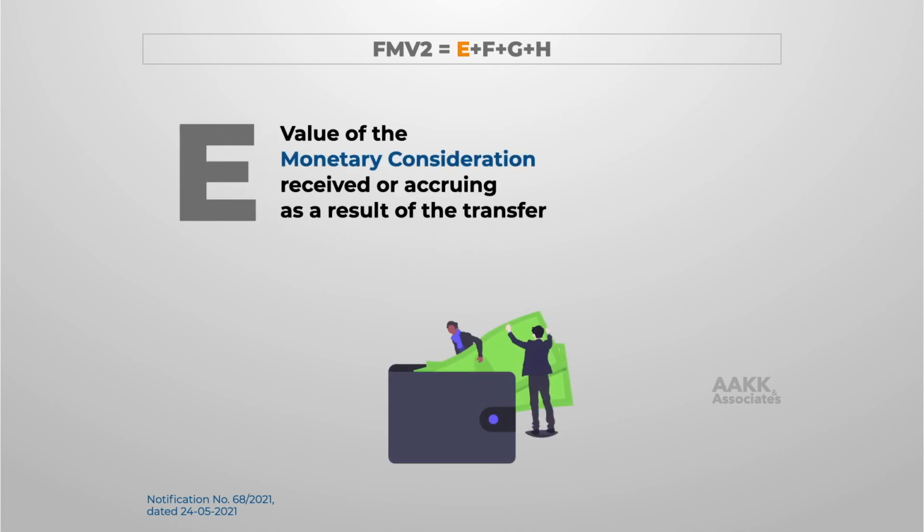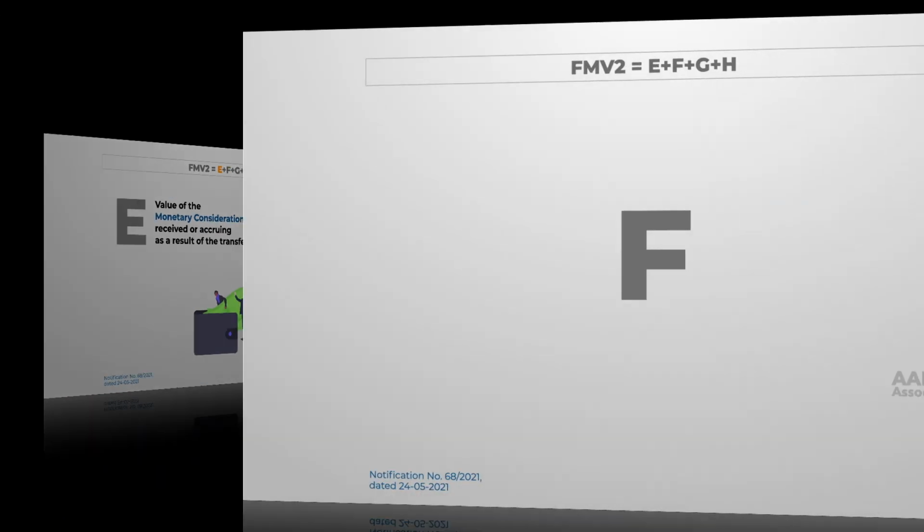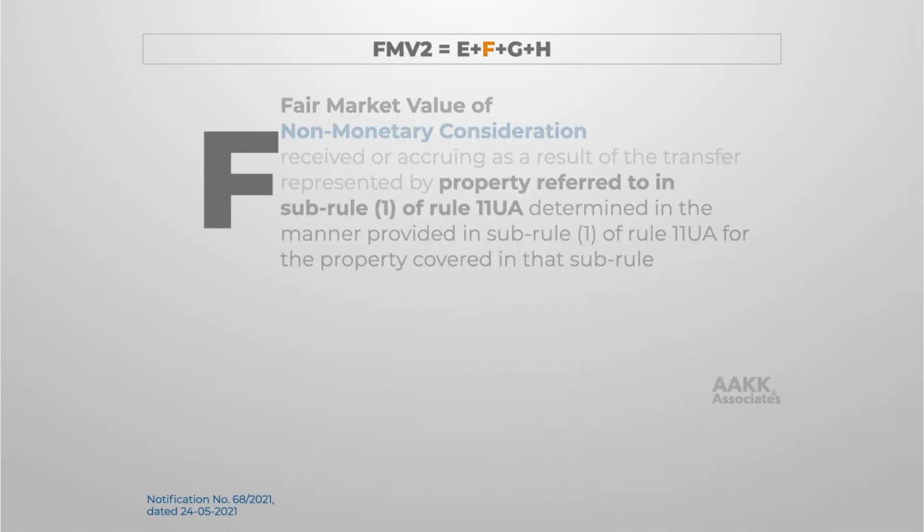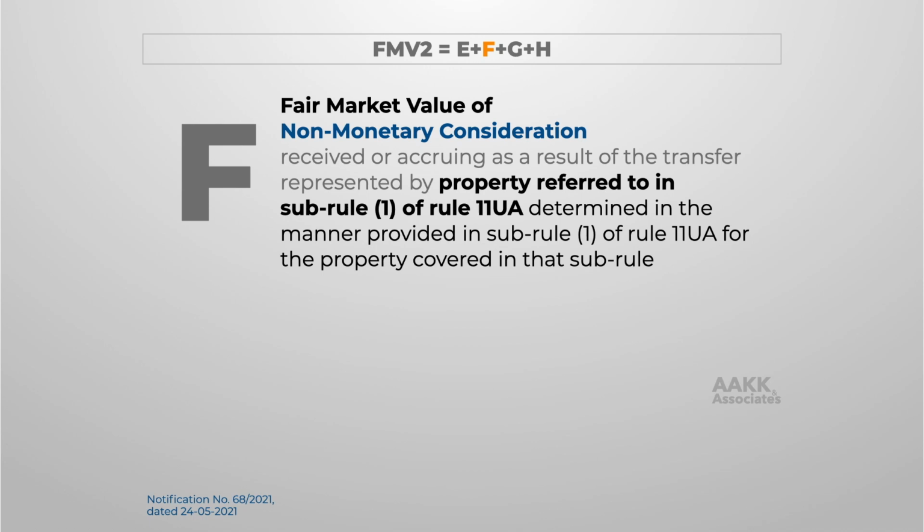Component E is the value of the monetary consideration received or accruing as a result of the transfer. Component F is the fair market value of non-monetary consideration received or accruing as a result of the transfer, represented by property referred to in Subrule 1 of Rule 11 UA, determined in the manner provided in Subrule 1 of Rule 11 UA.